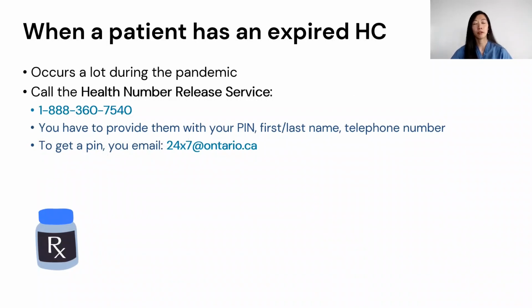And so what happens if you get a rejection because a patient has an expired health card number or an expired version code? This has been happening a lot during the pandemic. Nobody told me this, so it took me a long time to figure this out, so I'm telling you now. Basically, there's a health number release service. I've put the number right here. In order to use this service, you can't just call the number directly. You have to get a PIN. So you have to email this email, get yourself a PIN, then call that number and tell them your PIN and the patient's name and whatnot, so that you can find out their version code or their health card number.